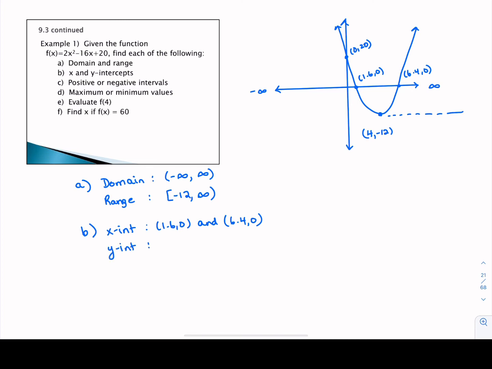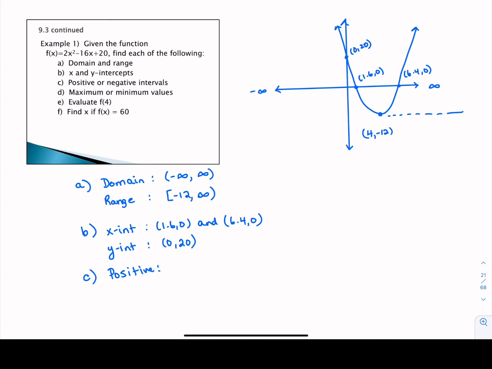The y-intercept in this case we found to be (0, 20). So that sketch that we've drawn is really helpful when we need to go through and analyze things. The next part of the graph that we are interested in is the positive part of the graph. And by positive, we mean what parts of the graph are sticking above that axis.